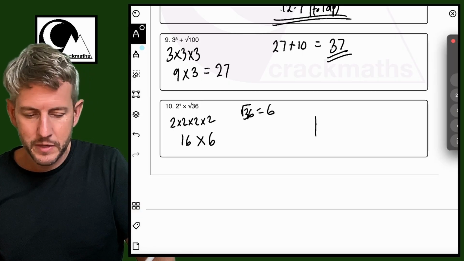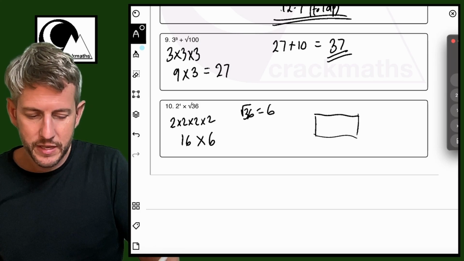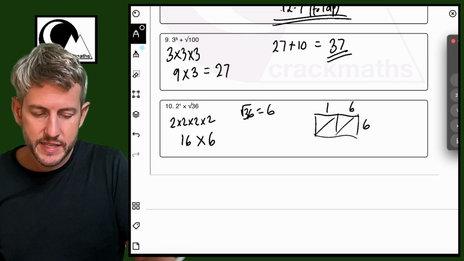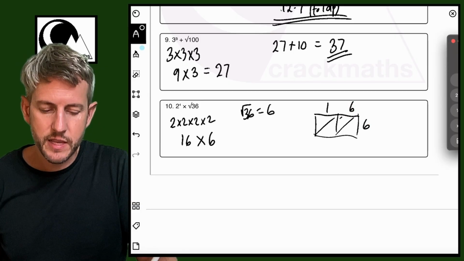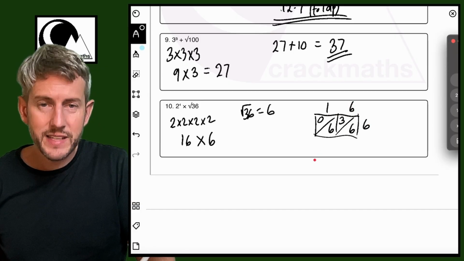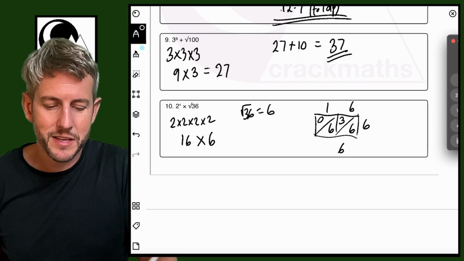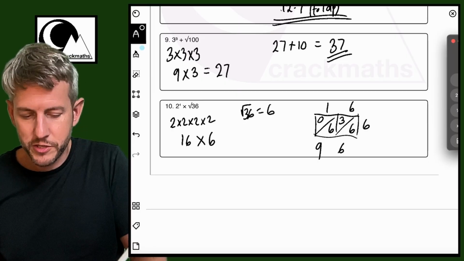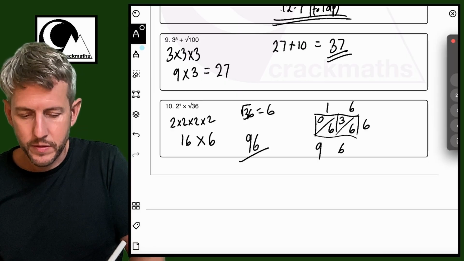Okay, and then I'll just do my little lattice method here to work this out. 16 and 6. So 6 times 6 is 36. 1 times 6 is 6. We add up down these lines here, so we're going to get 6 and we're going to get 9. So therefore, the answer to this question is 96.